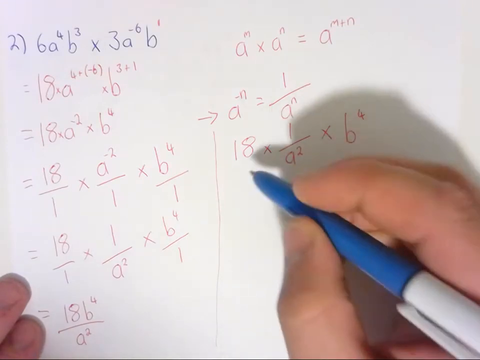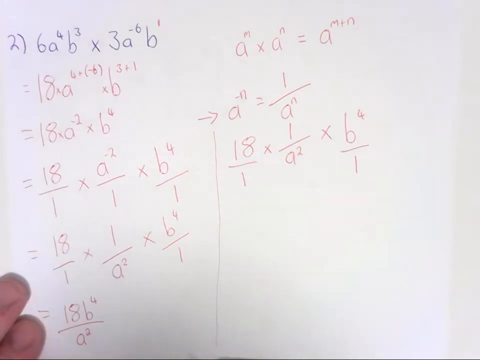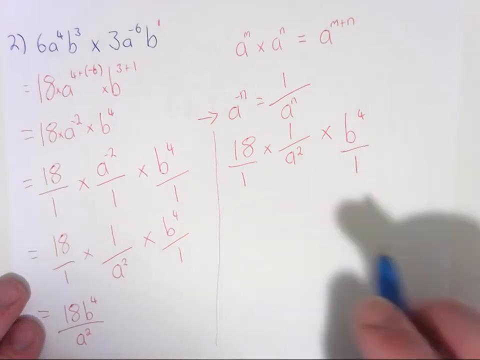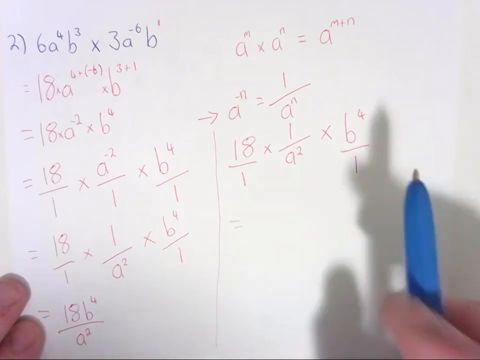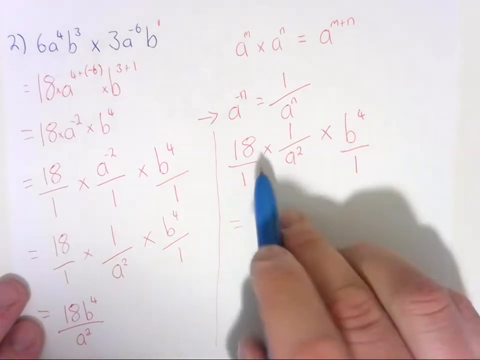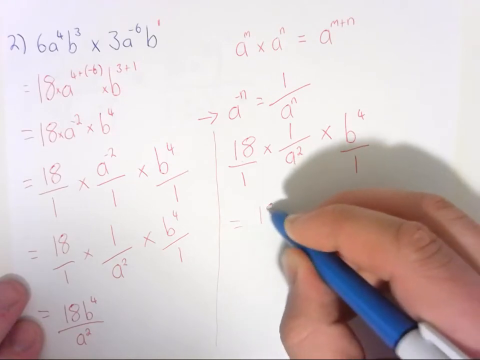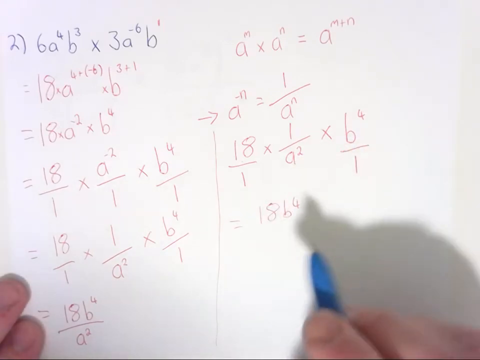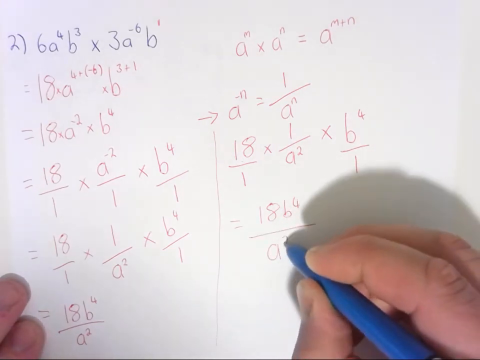Okay, 18 is the same as 18 on 1. b to the 4 is the same as b to the 4 on 1. We end up multiplying our top row by my bottom row. Sorry, all the top numbers together to form my numerator. 18 b to the 4. 1 times a squared times 1 is again a squared.